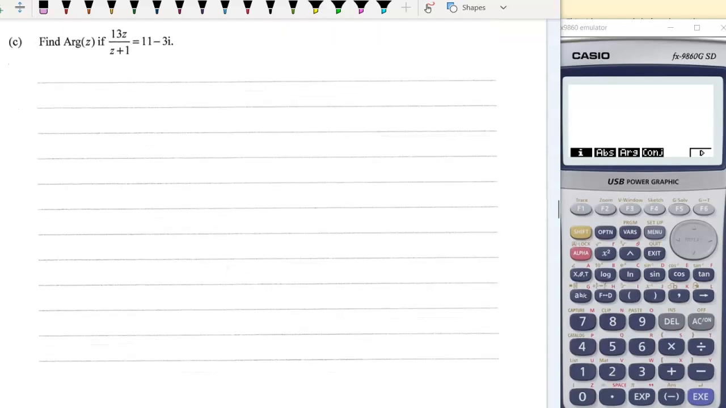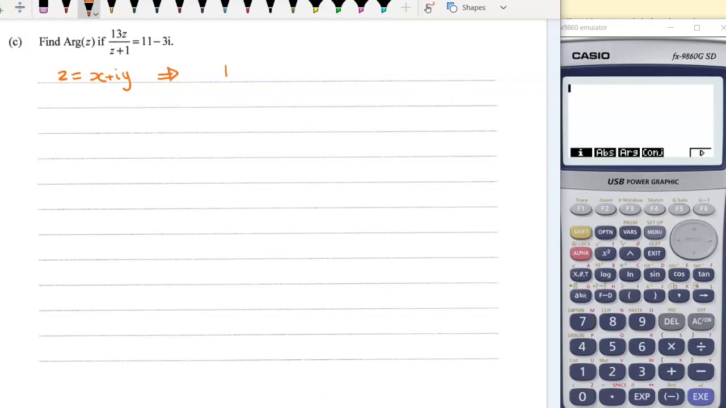Okay, part C. Let's start by calling z x plus iy. The reason I know to do that is because I'm going to be looking for the argument, which means that I'll need to find an angle. And for that, I'll probably need the real and imaginary parts separately so that I can work out the angle on a triangle for it.